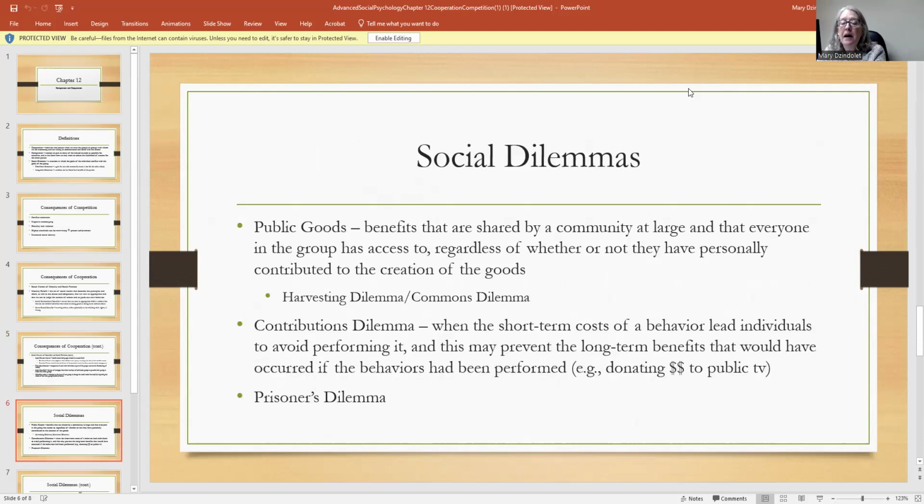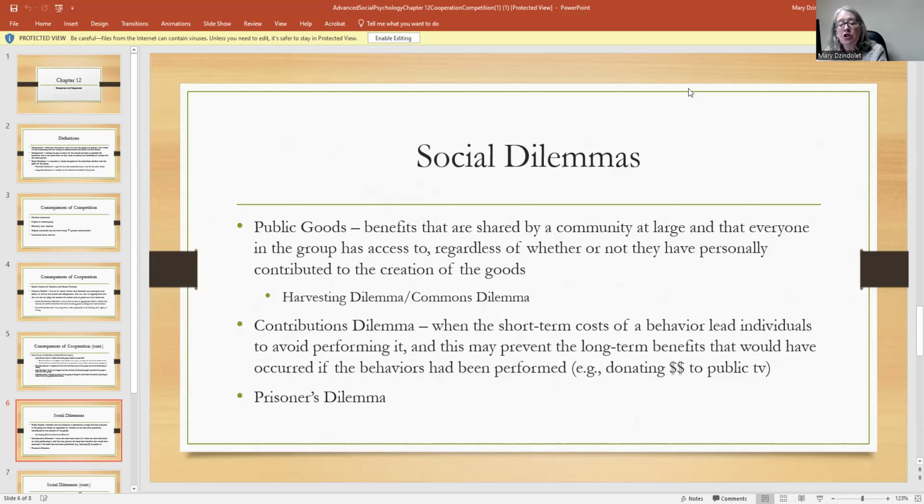Now, I want to talk about social dilemmas. Social dilemmas are one of the ways that social psychologists study cooperation and competition. They exist in the real world, but when we put people in a social dilemma, we can really see what people are likely to do and the factors that affect cooperation and competition. There are at least three different social dilemmas that are really common that I'd like you to know about. One we call the public goods dilemma.